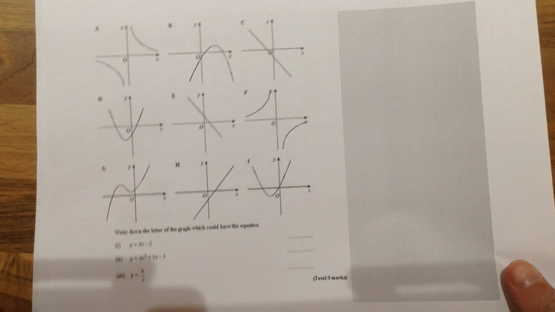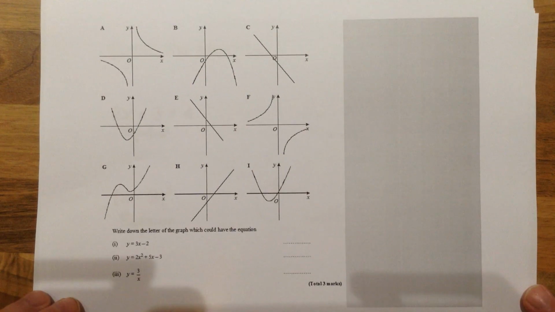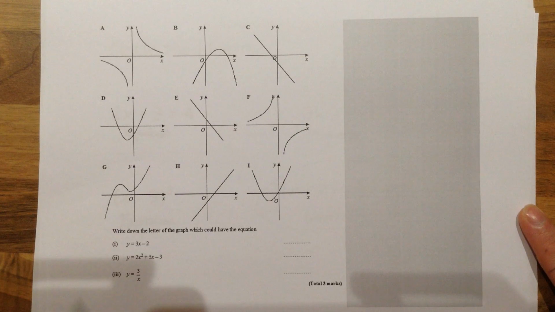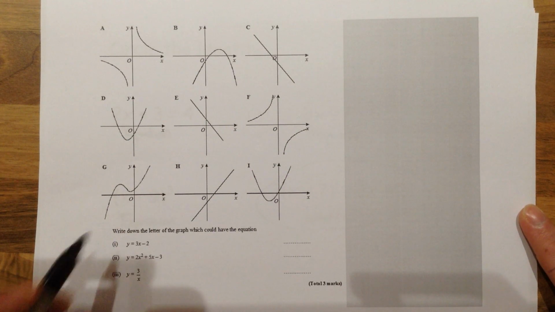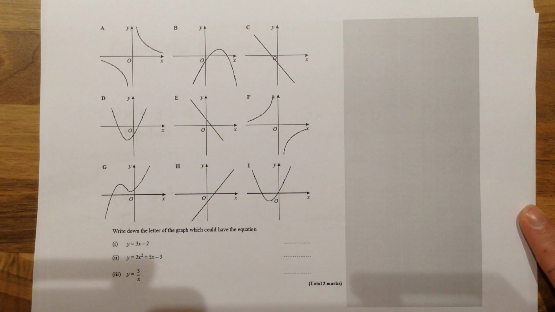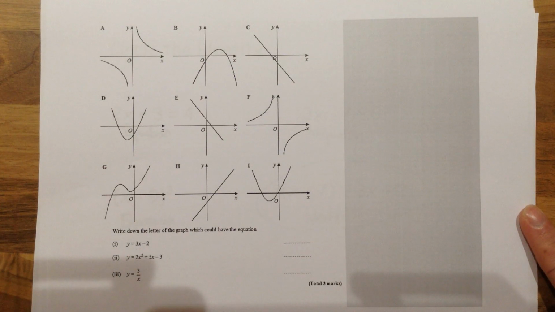The next question is looking at different types of graph. So what it wants us to do here is to give which one of the 9 graphs is linked to each of these equations here. Y equals 3x minus 2 is a straight line graph. We know that because it is just x, not x squared.